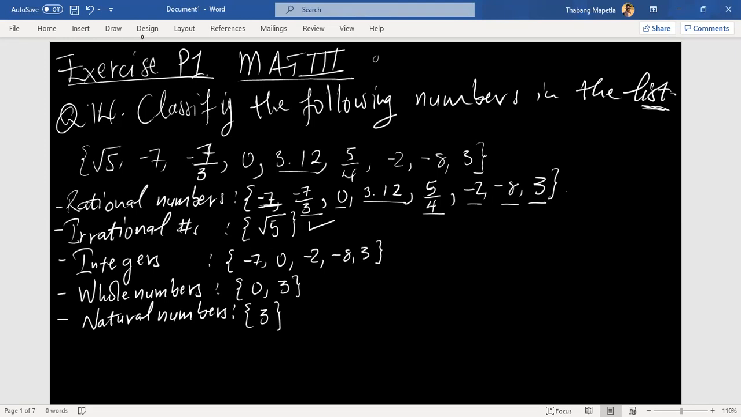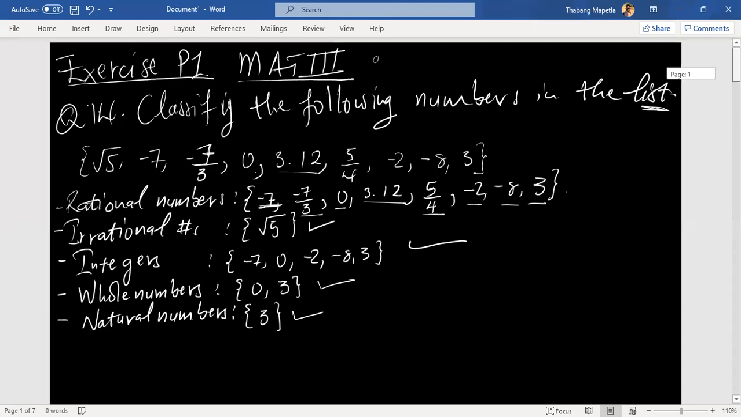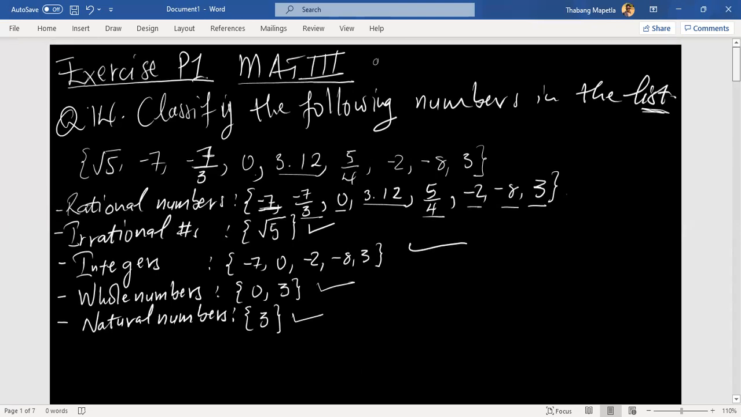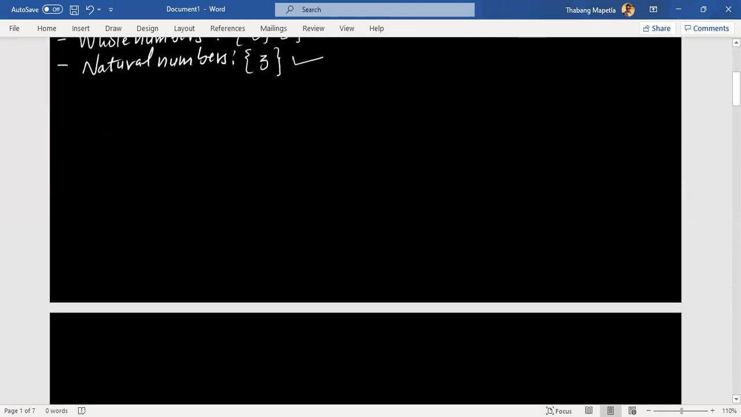And then integers are all whole numbers and their negatives, which are these: -7, 0, -2, -8, 3. And so forth. In whole numbers we have 0 and 3. Whole numbers are all counting numbers, or all natural numbers including 0. And then natural numbers, we have 3. So I guess we are fine with that, and we have to move on to the next question.